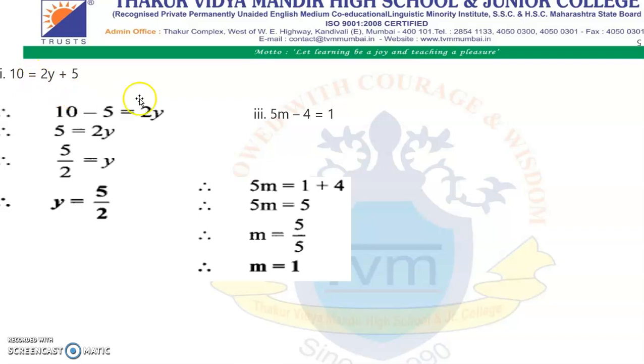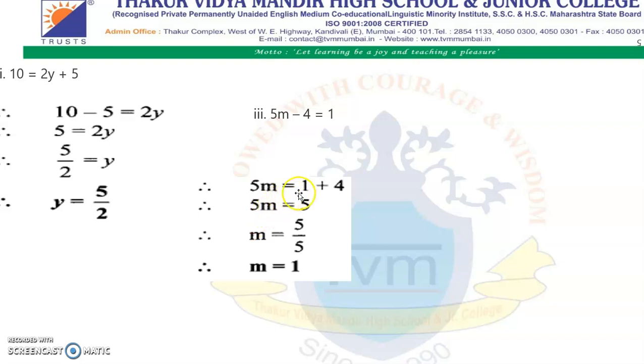See, this is an equation. Why is it an equation? Because the equal sign is there. Bring the numbers to one side. You can see we are transposing 5 from the right hand side to the left hand side. Here it is of plus sign, but when it comes to the other side, it will become minus. 10 minus 5 is 5 equal to 2y, y equal to 5 upon 2.